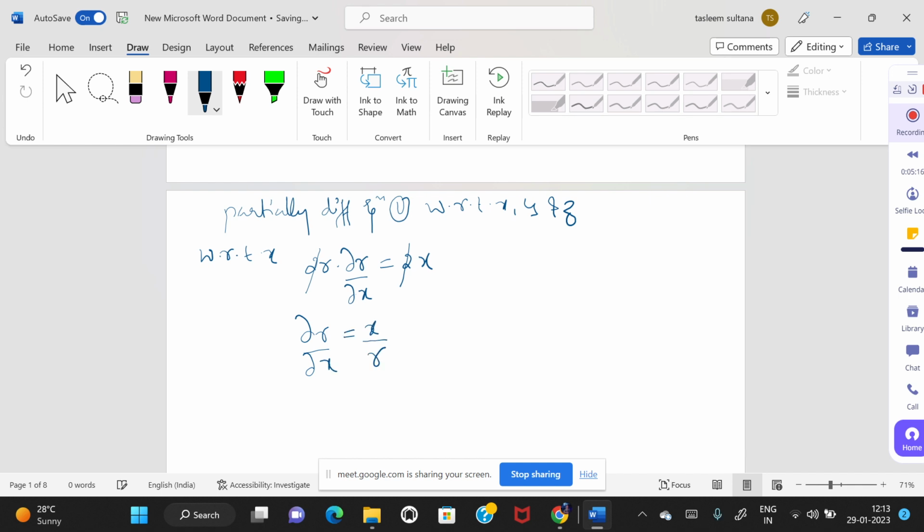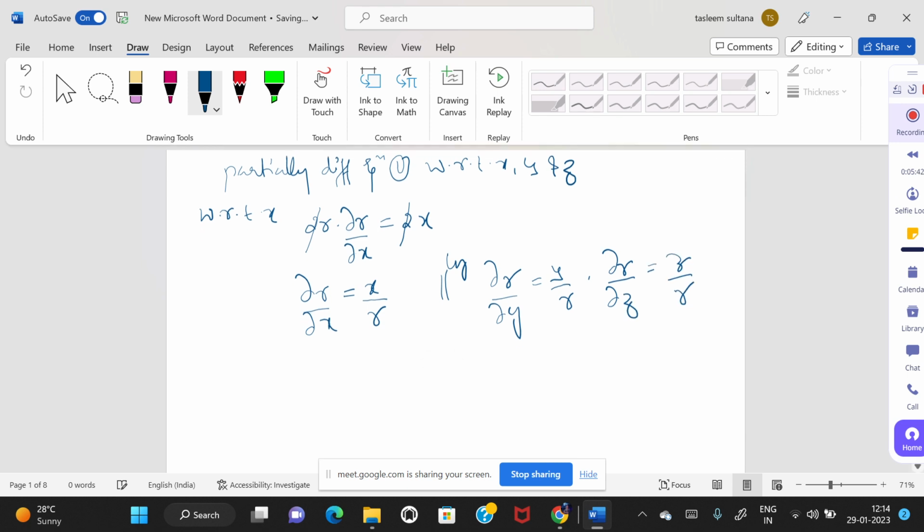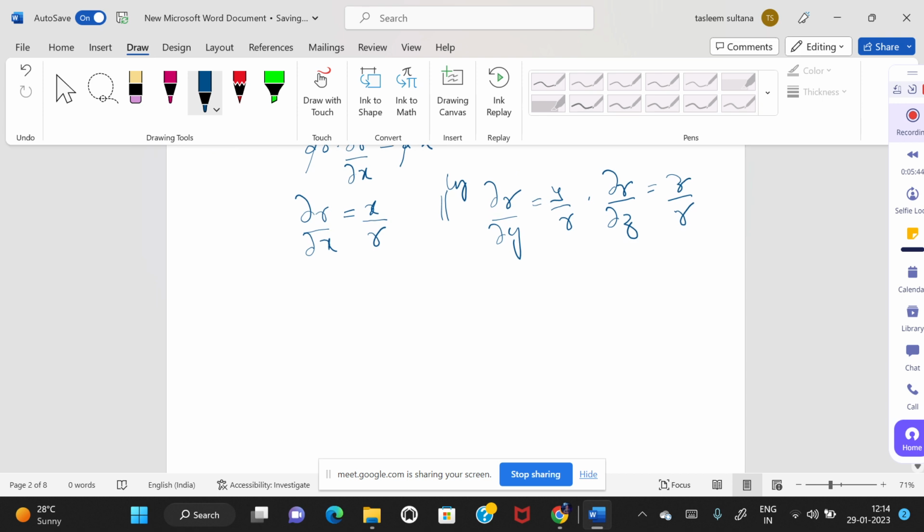If I do partial differentiation with respect to y, I am going to get the same, where x gets replaced with y. So directly I can write similarly, with respect to y, dou r by dou y is equal to y by r, and dou r by dou z is equal to z by r. Now what do I have to find? Divergence of F vector I have to find.